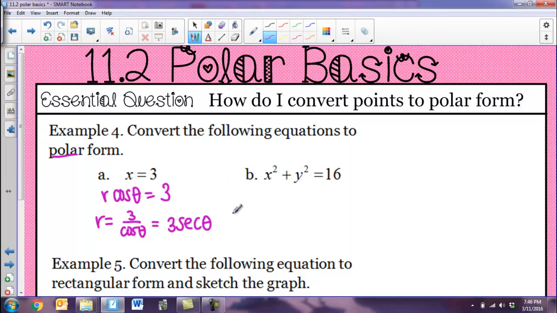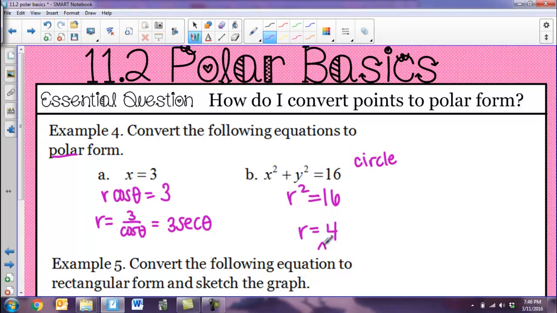If I look at letter B, you're going to recognize that this one is a circle from what we did the other day. And if you look at your other formulas that we did, we know that x squared plus y squared is equal to r squared. So if I could get rid of all my x's and y's just by writing this. Now if I wanted to just make this say r equals, I would just take the square root of both sides. And because we're looking at polar, we don't have to worry about the negative part. It's kind of taken care of.